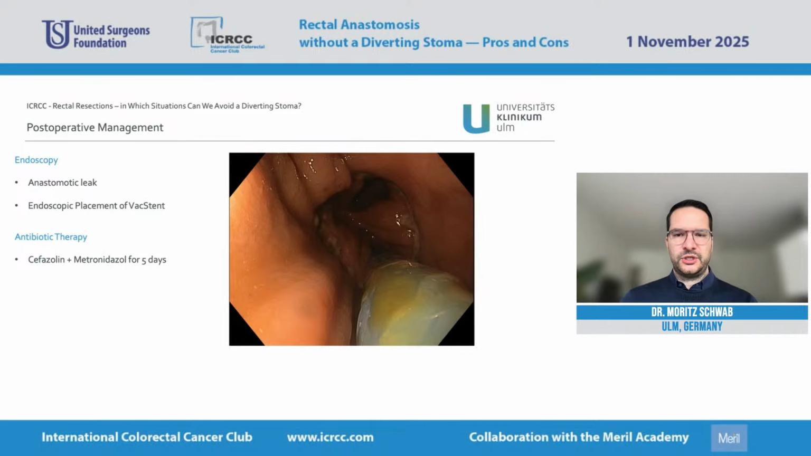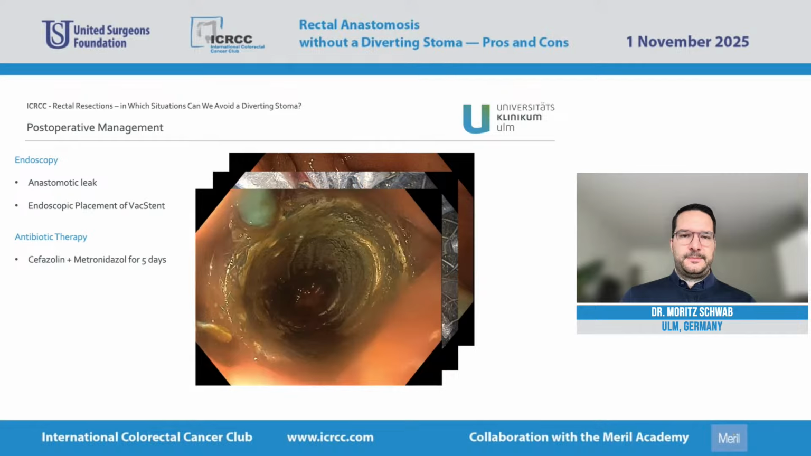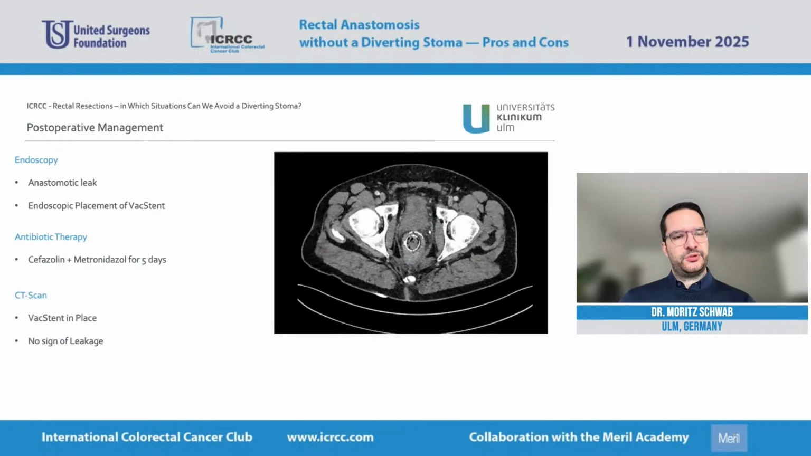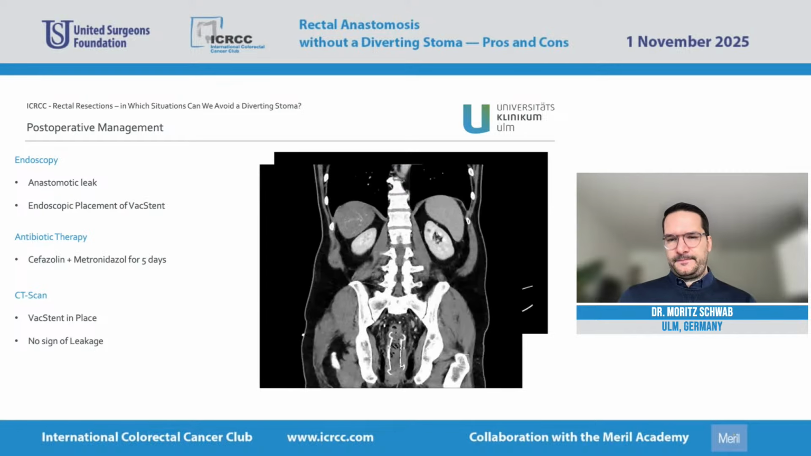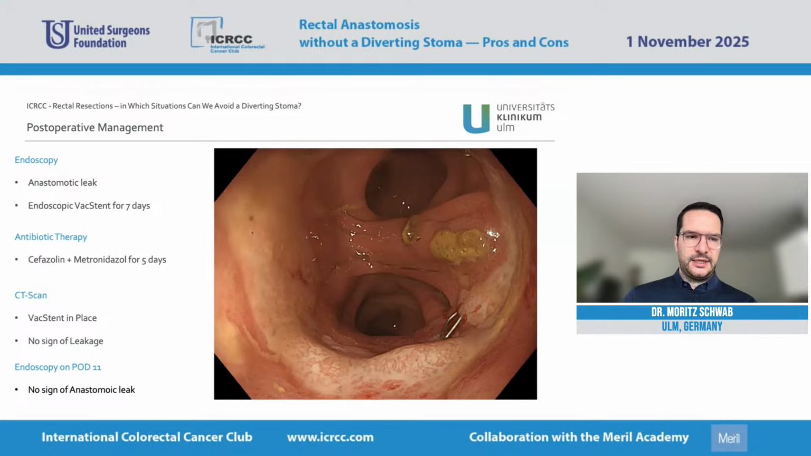These are photos from the initial placement of the endovac, of the vac stent. We checked the position of the vac stent with another CT scan, and still there were no bigger signs of an abscess. After 7 days, we removed the vac stent and checked the anastomosis again, and we saw practically complete healing of the defect.